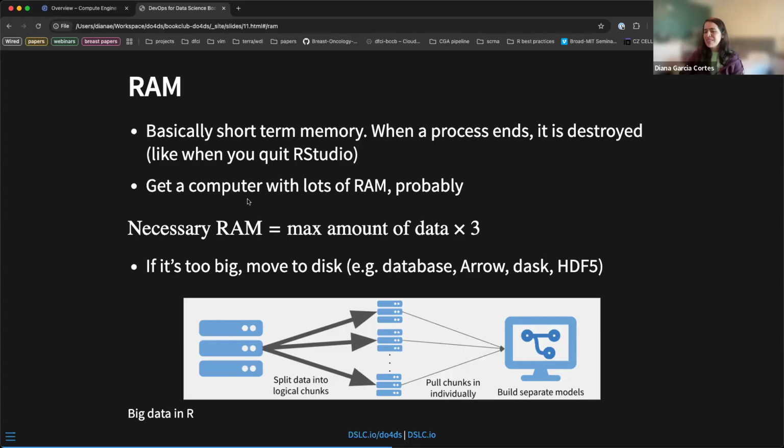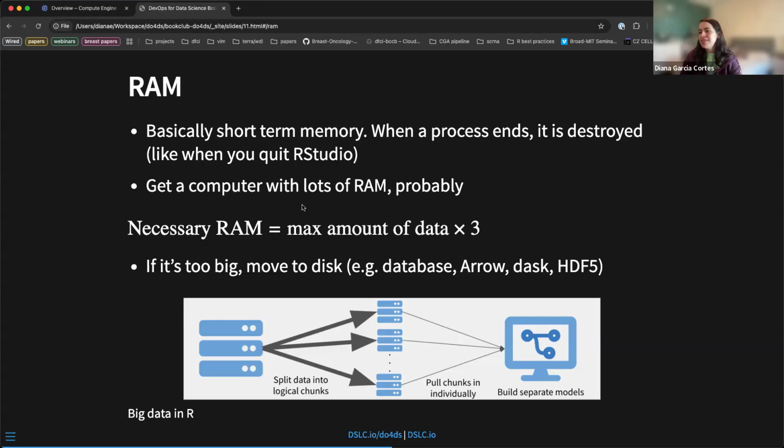RAM is still not cheap. Going from 36 gigabytes of RAM to 64 actually increased the price, especially for laptops. But yeah, you usually will want to have a higher RAM.